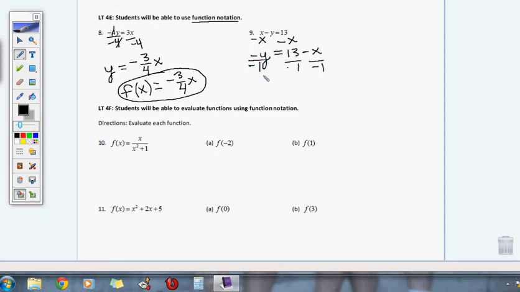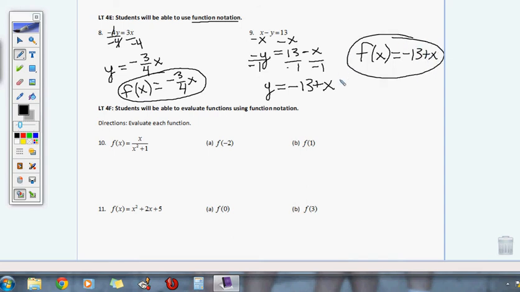It's not y that we're dividing by, it's -1. So we get y equals 13 divided by -1 is -13 and then plus x. So function notation is f of x equals -13 plus x. All right, all function notation means is it's a fancy way of saying, hey, I want to put in an x value and get out a y value. So what that means here is if this were to say y equals on number 10, if I told you what x was, could you find y? That's all we're doing right here.